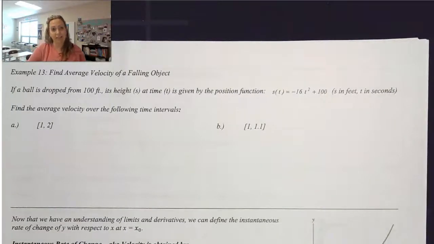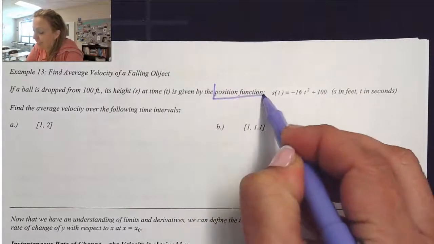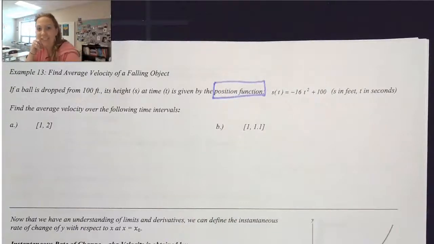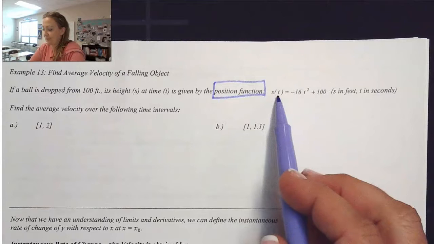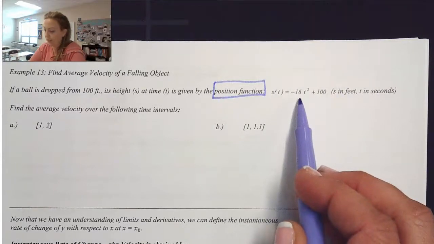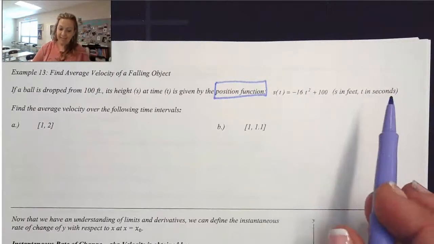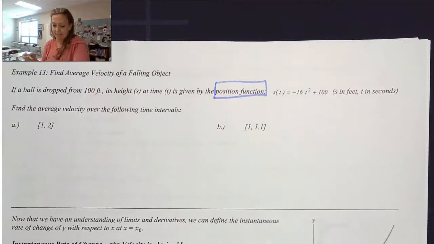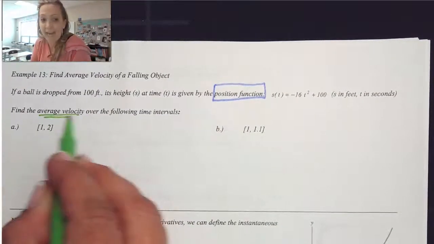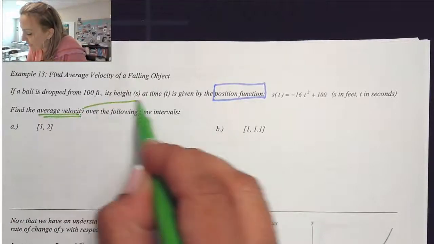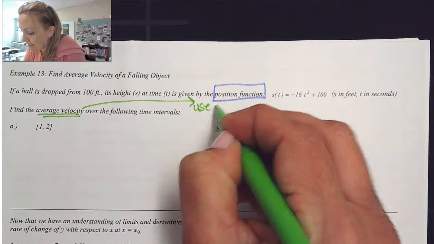So let's find the average velocity of a falling object. This says if a ball is dropped from 100 feet, its height s at a time t is given by this position function. The position function in this case is s of t equals negative 16t squared plus 100. Now s is going to be in feet, t is in seconds, and it wants us to find the average velocity over the following time intervals. So anytime they're asking for the average velocity, this is where you're essentially going to use that slope formula.